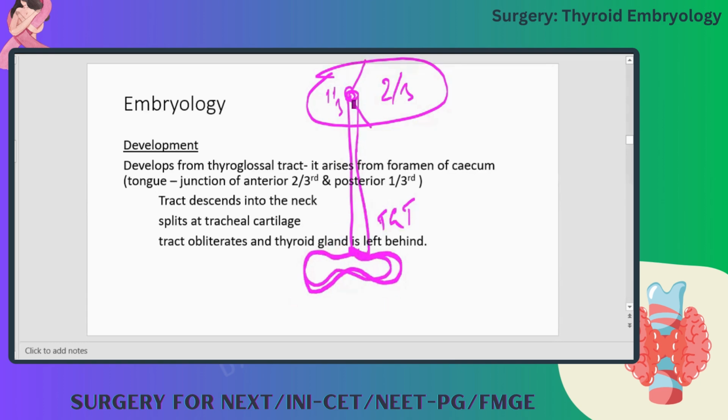Sometimes what happens is this tract... normally this tract should disappear after life. Its function is over. It came down and formed the thyroid gland. It should disappear. If it is persistent, then we have some problems.